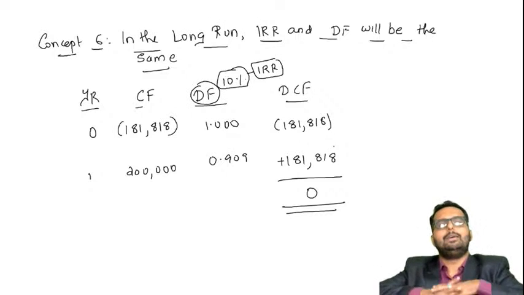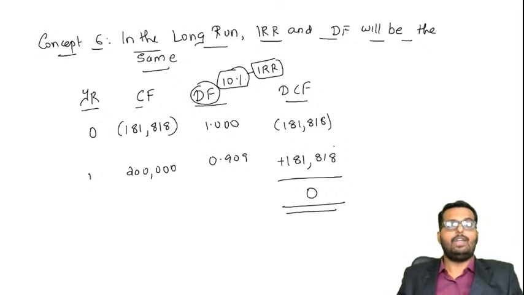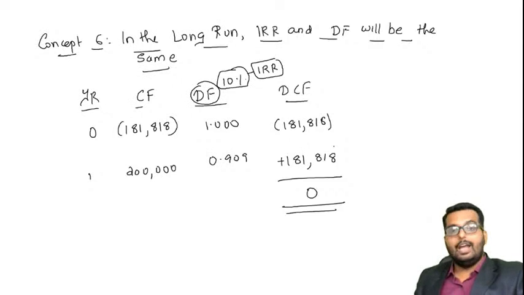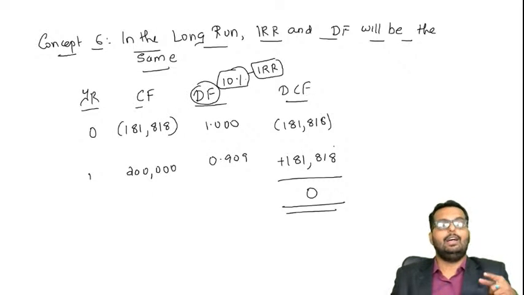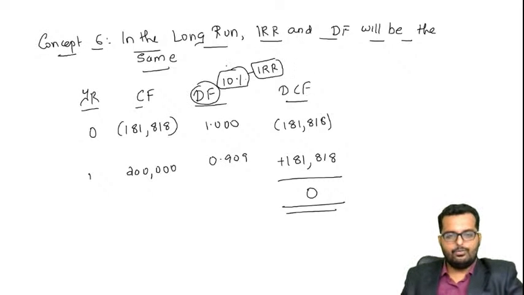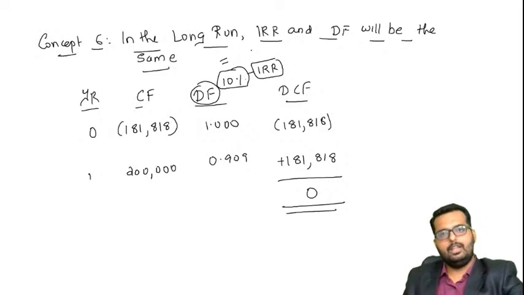So can I say, because Vetri was expecting 10%, that is why the price fell down to 1,81,000. Once the price fell down to 1,81,000, what happened to the NPV? NPV became 0. The rate at which NPV becomes 0 is what we call IRR. So can I say in this case, discount rate is equal to IRR.